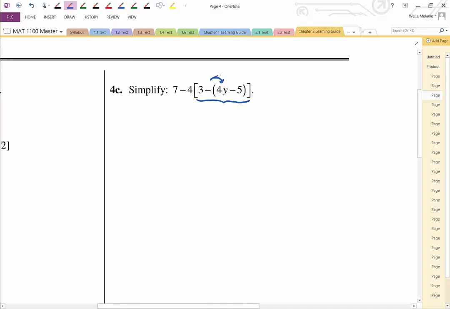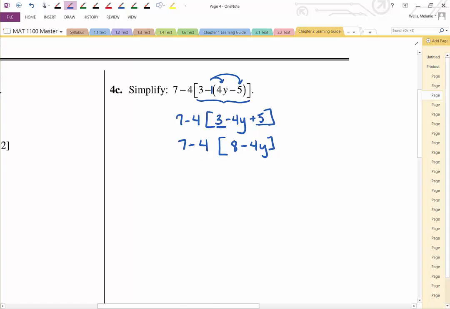So I'm going to distribute that negative, which is like a -1, to both of those terms. 7 minus 4 times 3, and then I have a -1 times 4y is -4y. -1 times -5 is a +5. Then we will, still working in the parentheses, add the like terms. So we have 7 minus 4 times 3 plus 5 is 8 minus 4y. Okay, we're finished with that set of grouping symbols.